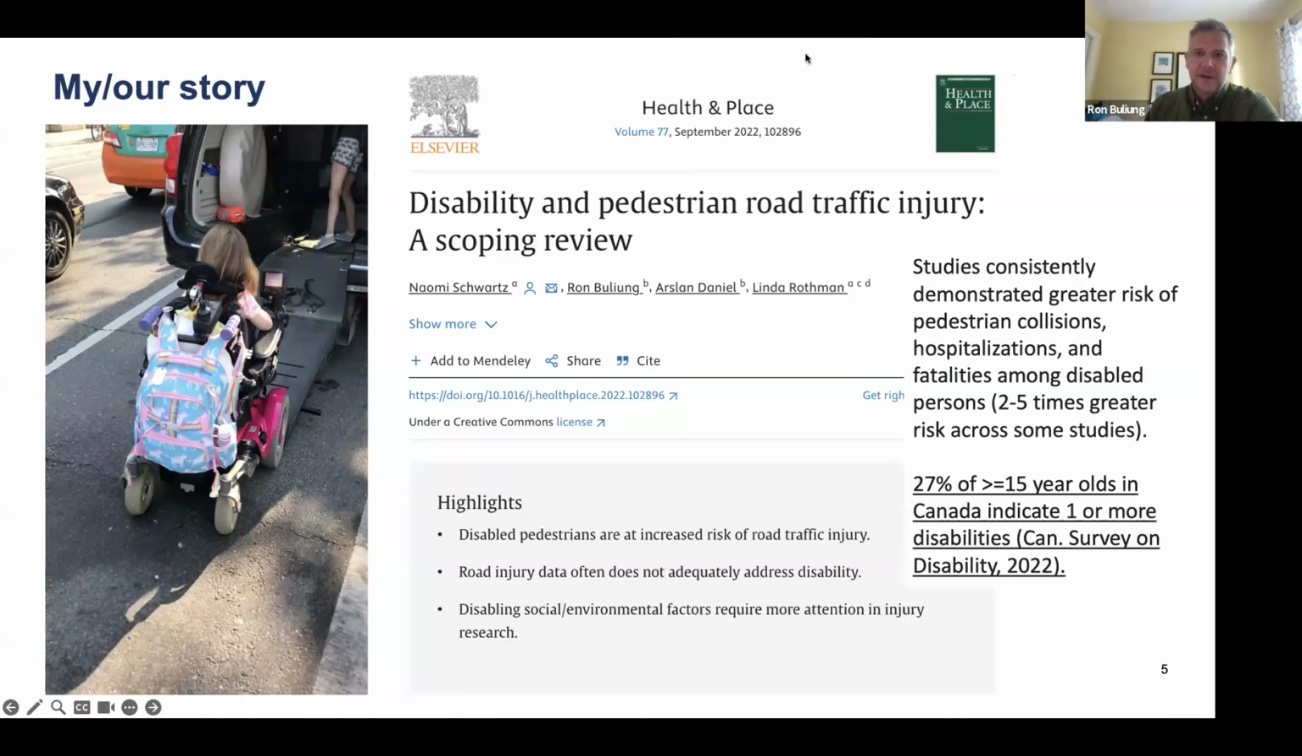I mean, if we were talking about something else, we might be screaming up and down to try to do something, right? The latest data from the Canada Survey on Disability indicates that 27% of Canadians 15 years or older indicate having one or more disabilities. So this situation is pretty serious, right, for a relatively large segment of the population.